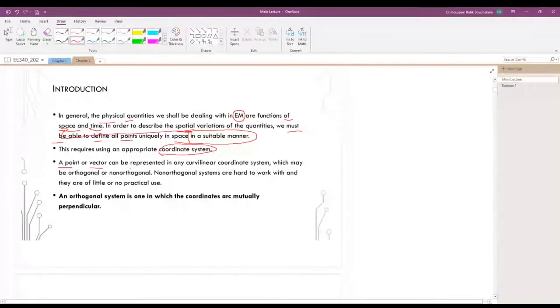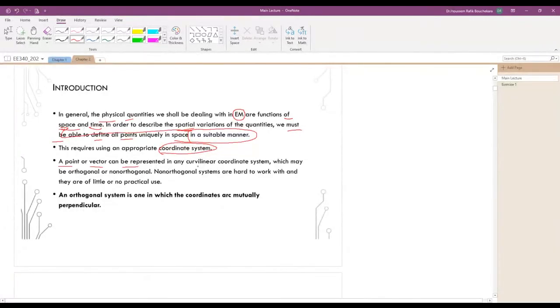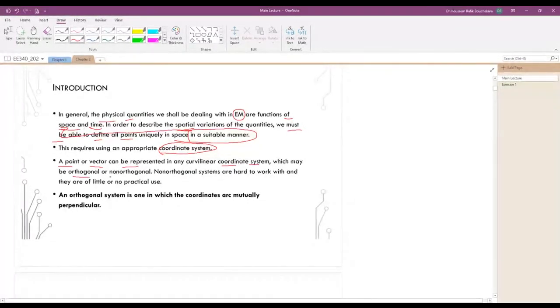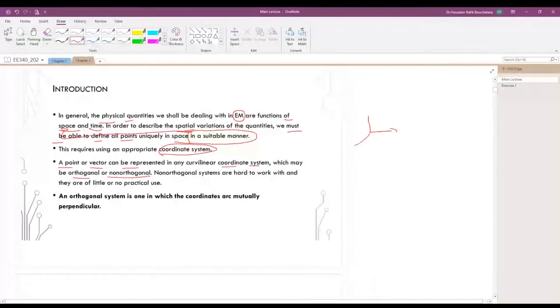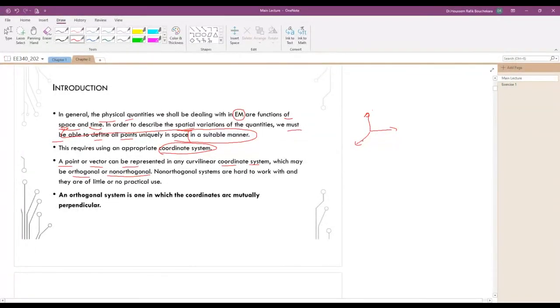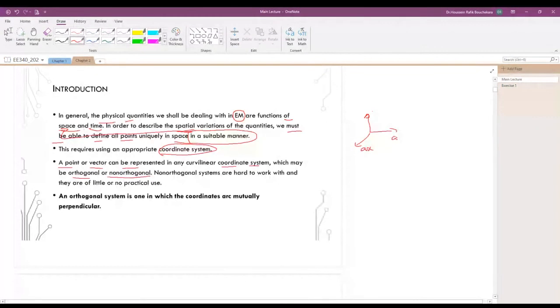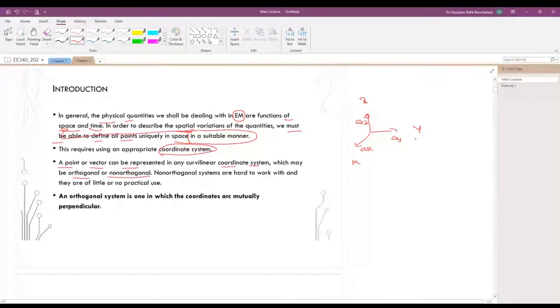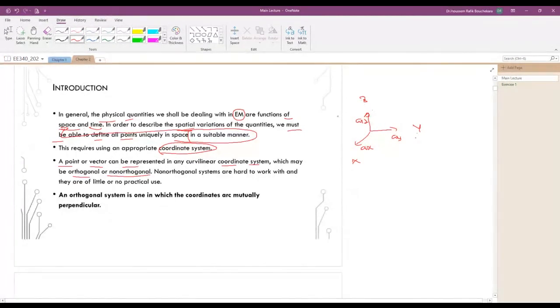A point or a vector can be represented in any curvilinear coordinate system, which may be orthogonal or non-orthogonal. What does orthogonal or non-orthogonal mean? It means the axes are perpendicular or not. In the Cartesian one, the x axis, y axis and z axis are all orthogonal. X is perpendicular to y, y is perpendicular to z, z is perpendicular to x.